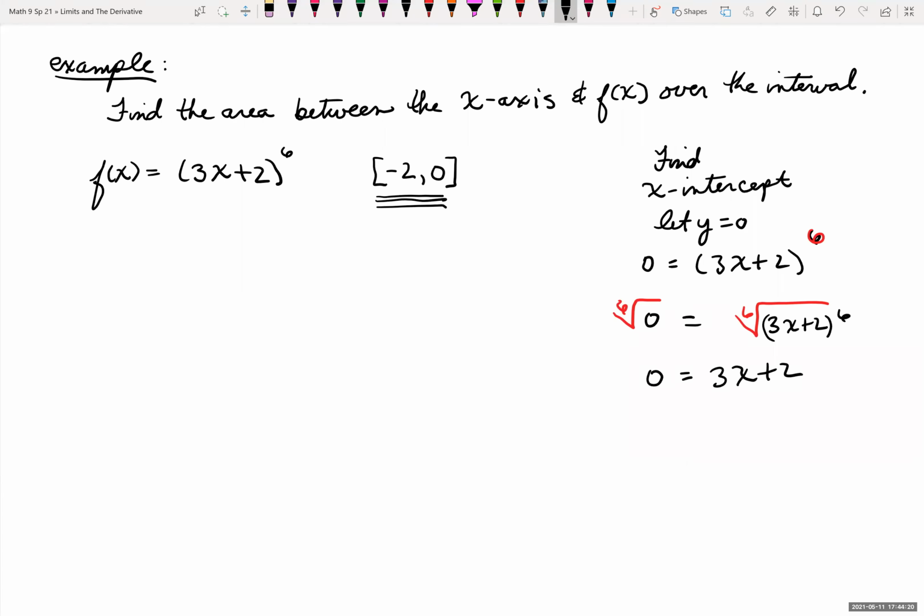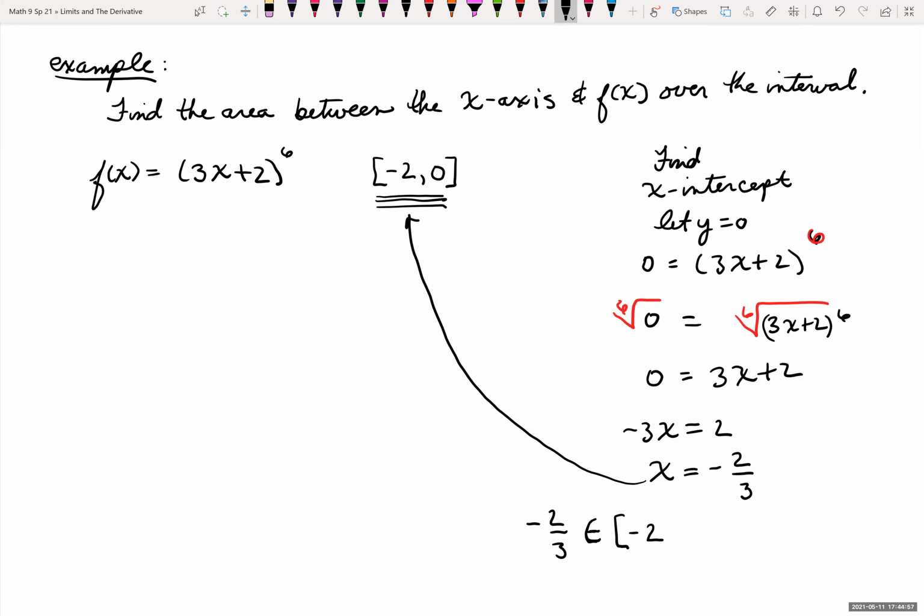So we can solve for x. Let's get the x to the other side. If we subtract 3x from both sides, we get -3x equals 2. Divide by -3, we get x is equal to -2/3. Okay, so it does cross the x-axis, and we need to see is that inside this interval. And -2/3 is between -2 and 0. So -2/3 is contained. So this funky E means it's contained. It's inside the set of numbers between -2 to 0.